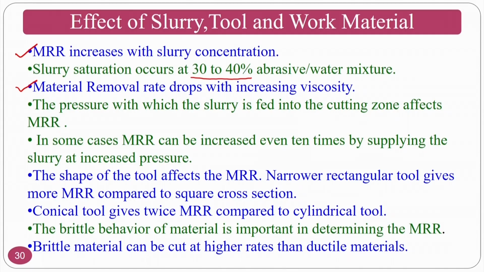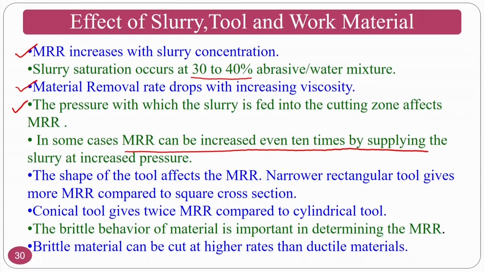The pressure with which the slurry is fed into the cutting zone affects the MRR. That means if the pressure is very high, what will happen? The flow rate of the slurry will be very high. If the flow rate of the slurry is very high, what will happen? The number of abrasives in the machining region will be very high. In some cases, MRR can be increased even 10 times by supplying the slurry at an increased pressure. That means if the pressure is very high, material removal also increases.